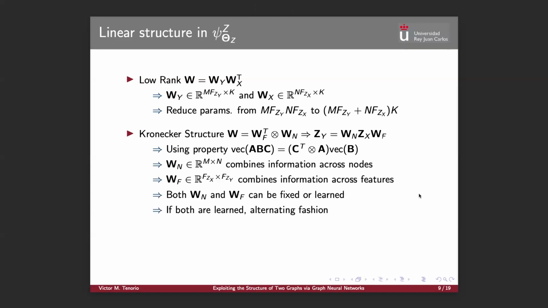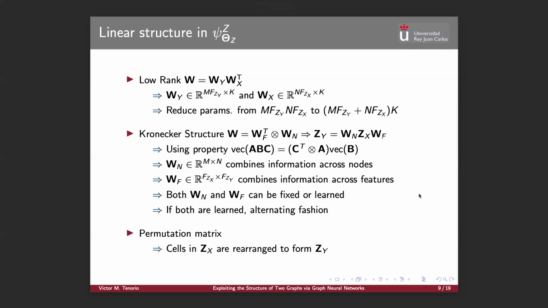So by left multiplying, we'll be combining the information across rows of set X, so we will be combining the information across nodes. And with right multiplying, we'll be combining the information across features. These two matrices can be either fixed, if we have some domain knowledge to create them, or simply learned through backpropagation as well. And as there is the product of two matrices, as in the low rank case, we could use some kind of alternating algorithm to learn them if we want.